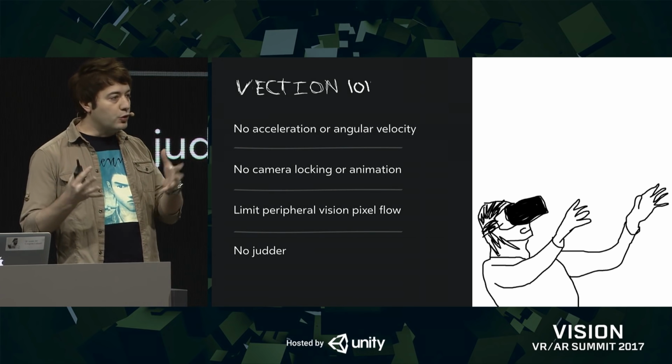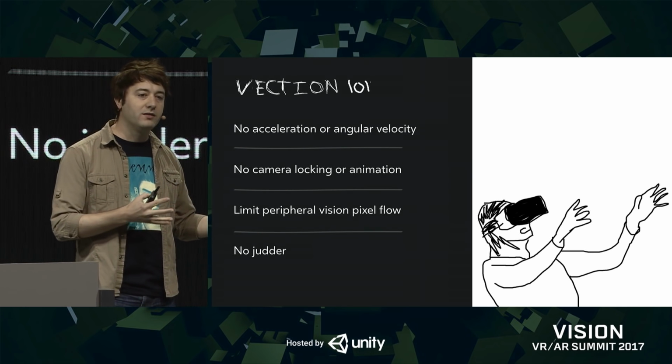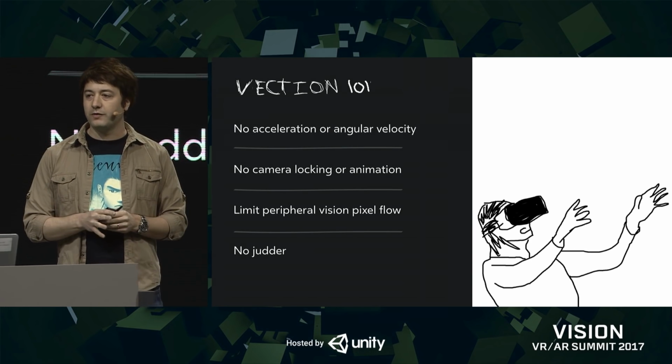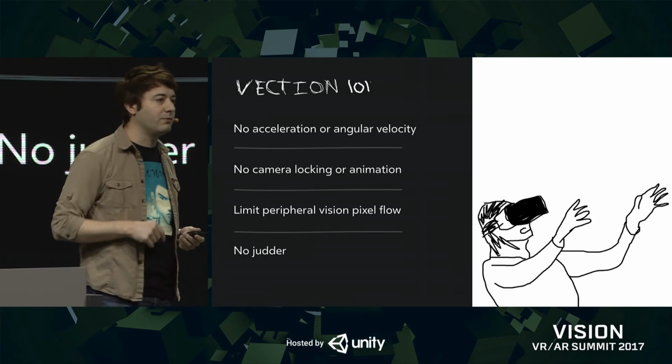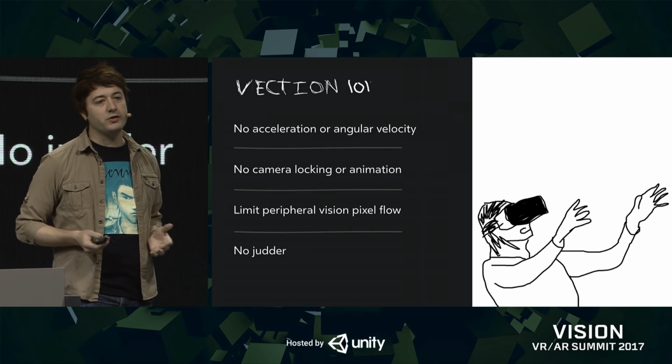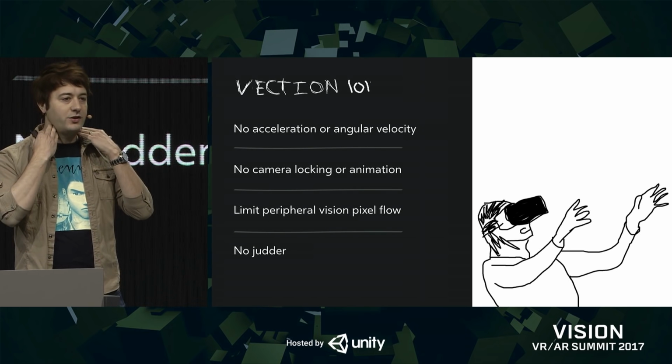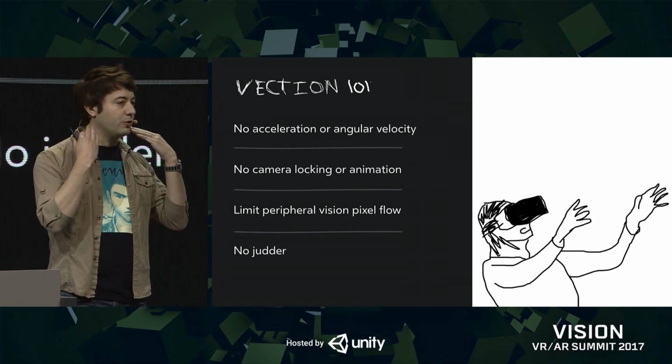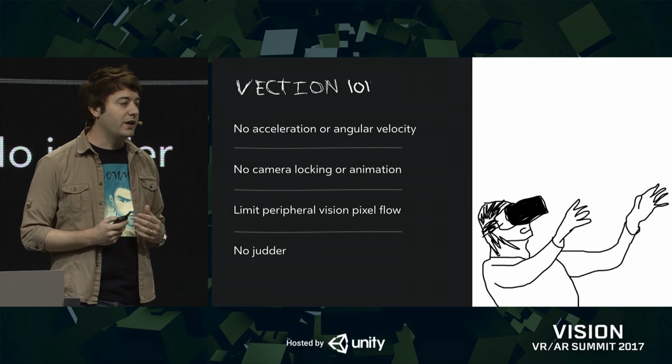You can't move the camera separate from the player's head. Like in a traditional video game, it's very common to take the camera and animate it through some nice little spline path or something, but you can't do that in VR. The camera's attached to the player's head and it has to stay there. And the moment you lock it or move it or animate it some other way, you're going to make people feel bad.